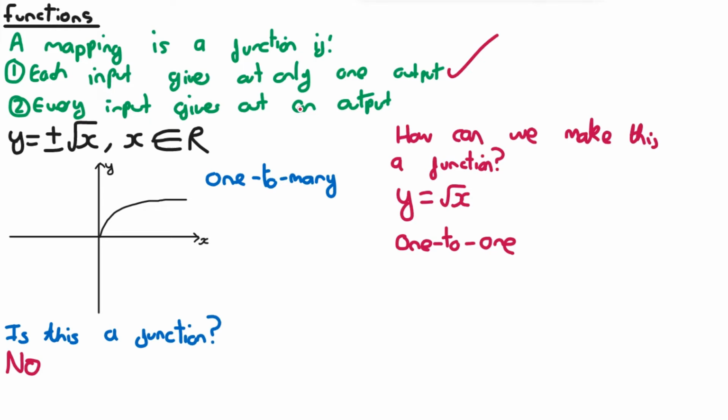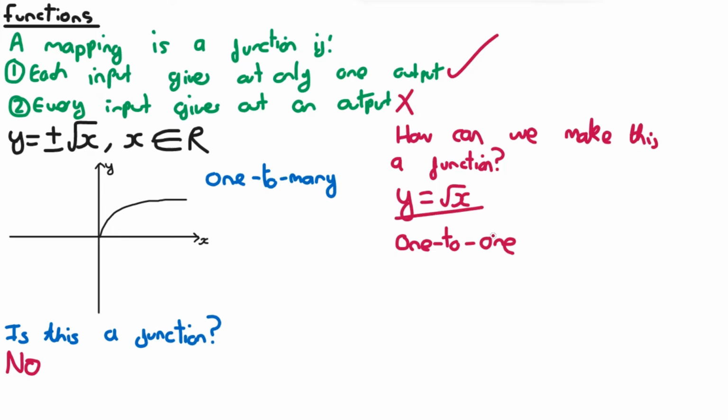So we have broken the second condition that every input gives out an output, because for all of the negative values, it doesn't give out an output. So this is not a function either. So the question is now, how do we make this a function?